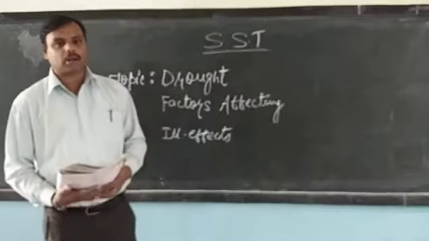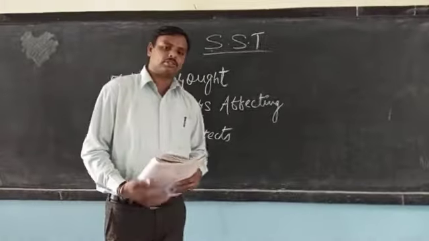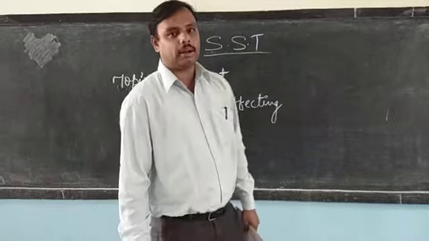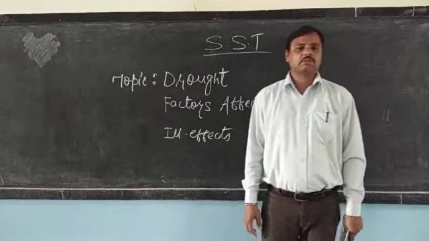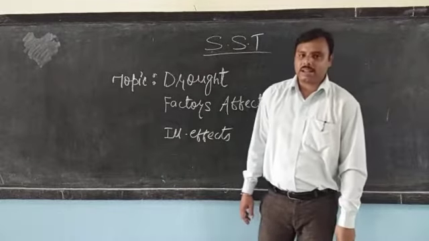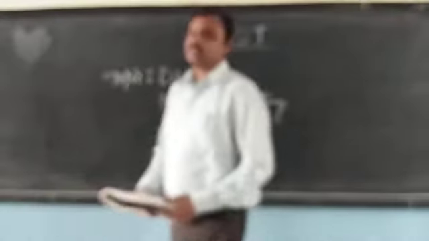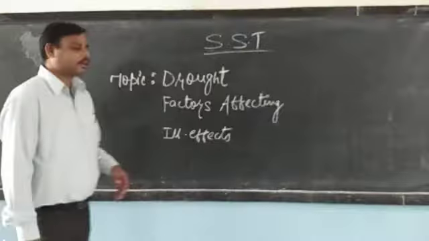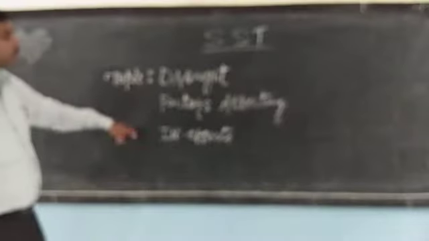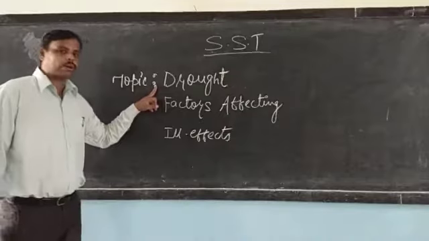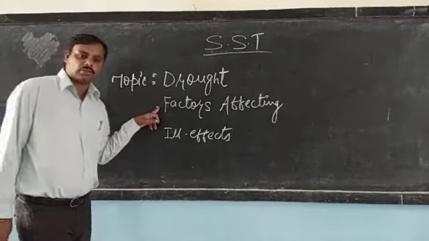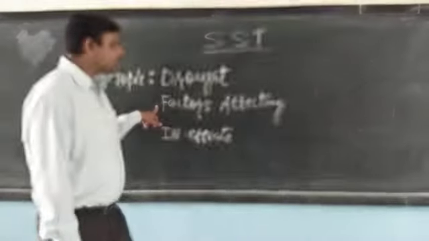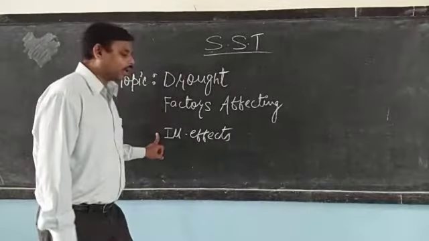What is a drought? What are the factors which affect an area, or what are the reasons why a drought takes place, and what are its ill effects, or negative effects? The three topics that we are going to cover today: the meaning of drought; the factors which are responsible for the occurrence of drought; and the ill effects, that is, the negative effects of drought.